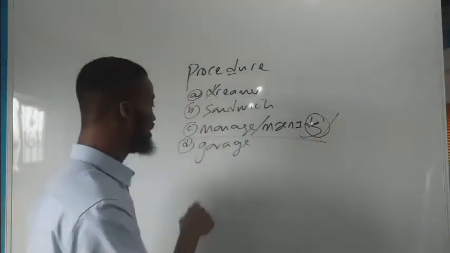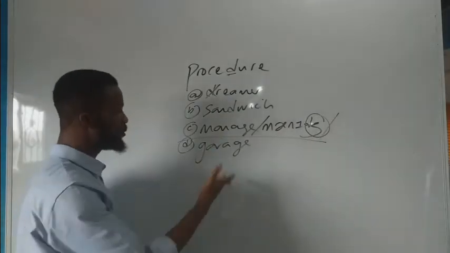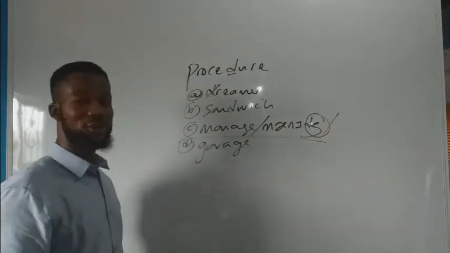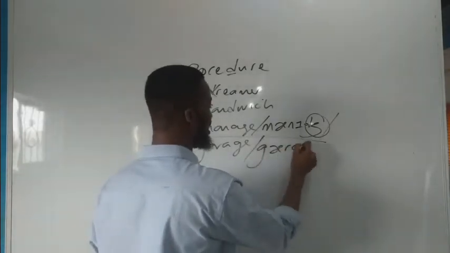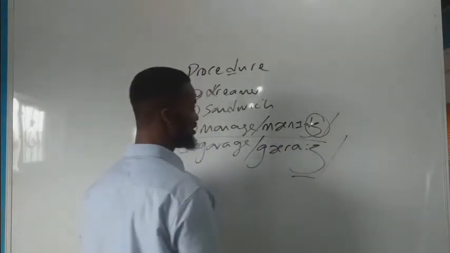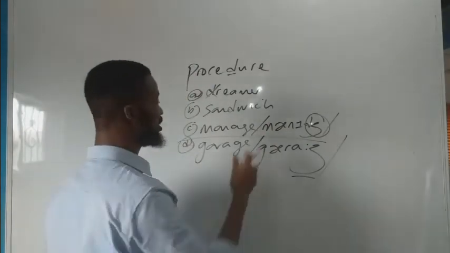This is the answer. And you're wondering, why is it not here? Because it's almost pronounced alike. This is called garage. Alright? It's like this. Garage. This sound is different from the J sound.